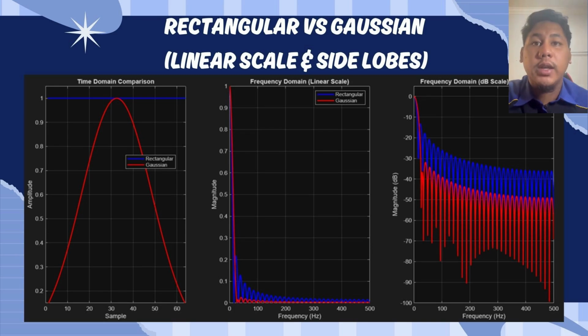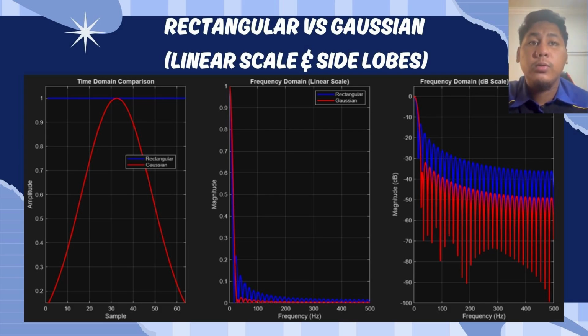On the left, the time domain comparison. The blue rectangular window is completely flat. Every sample gets equal weight with abrupt cutoff at the edge. The red Gaussian window shows that characteristic bell curve smoothly tapering to zero. This smooth transition is why Gaussian minimizes artificial frequency components. In the middle, frequency domain on a linear scale.